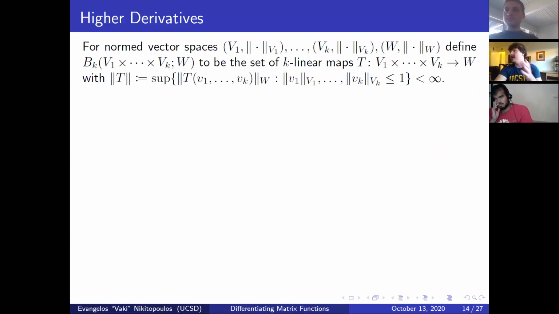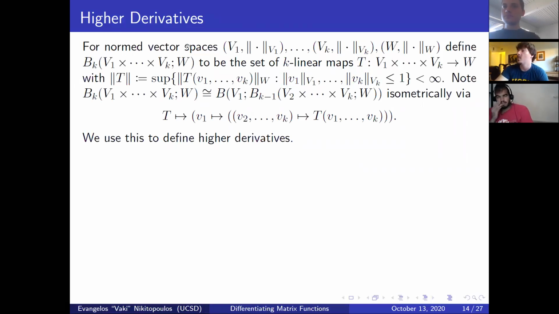So if you have now k normed vector spaces V_1 through V_k and another one W, we're going to define B_k(V_1, ..., V_k; W) to be the set of k-linear maps from these spaces to W, with the operator norm defined in a similar way to when you just have k equals 1. And these are going to be the bounded k-linear maps from V_1 through V_k into W. We're going to use an identification of the bounded k-linear maps with the bounded linear maps from the first one to the bounded (k-1)-linear maps from V_2 through V_k into W.